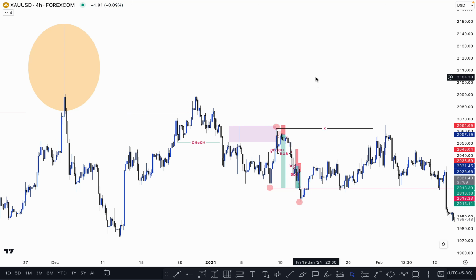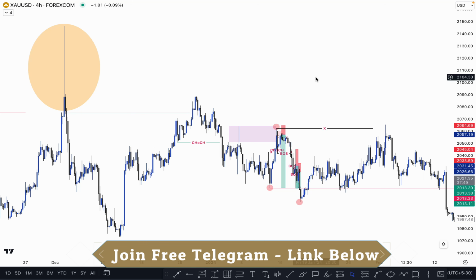Okay, order flow you can apply in a higher time frame, in a lower time frame, everywhere you can apply. It doesn't matter that you have to apply it only in a higher time frame or a lower time frame. No, you can apply it anywhere. It depends on you.